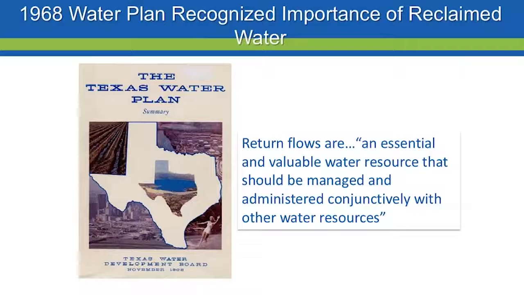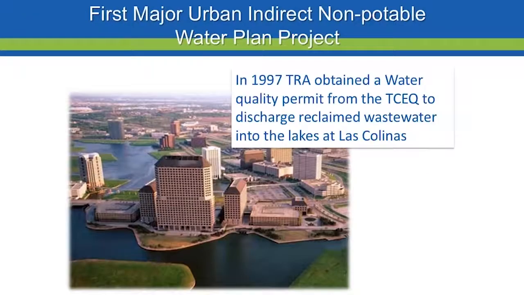And this is recognized in the 1968 water plan. 1961 was the first state water plan, followed on the heels of the drought of record in the 1950s. So second water plan, and it says, and I quote, an essential and valuable water resource that should be managed and administered conjunctively with other water resources. So again, a recognition of the importance of reuse and return flows, even if the technology and the demand hadn't quite made it the most favorable option for water supply. Of course, we still were building reservoirs and benefiting from those supplies.